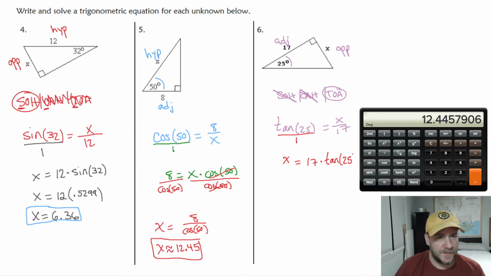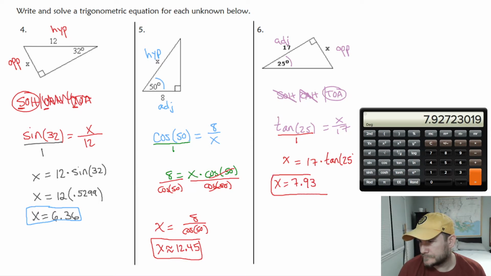Let's do 17 times tangent 25. So we clear everything. 17 times 25 tan equals, there you go, 7.93. All right, that's 3 down, a few more to go. Let's keep going.